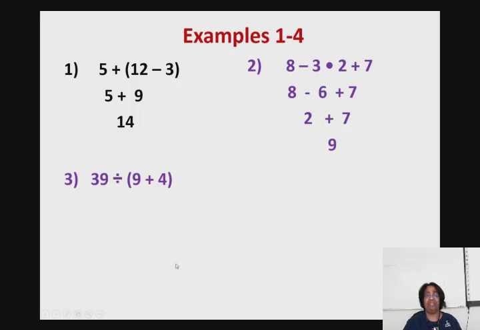What about number 3? What should I do first? 9 plus 4, because of the parentheses. 13.